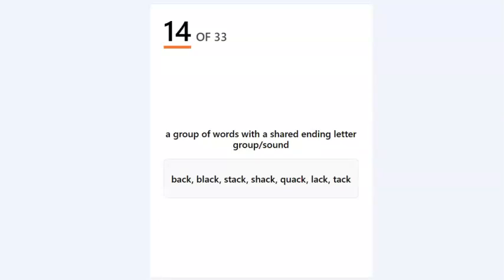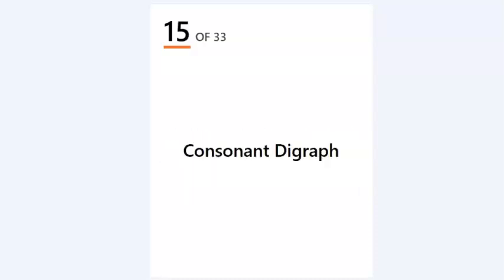Word families. A group of words with a shared ending letter group or sound. Back, black, stack, shack, quack, lack, tack.